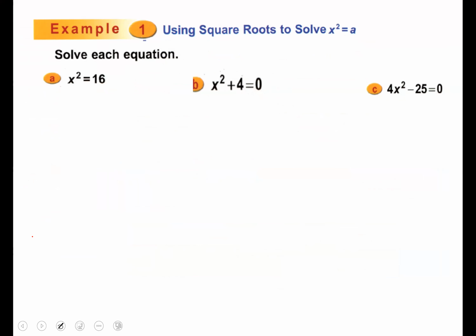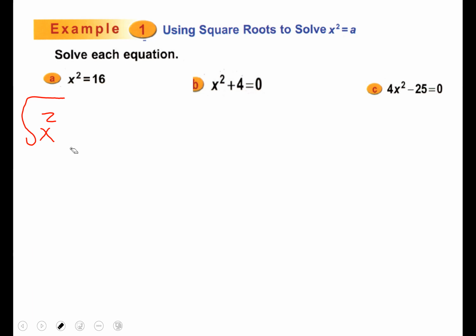Yes. Let's solve the first question, guys. Using square roots to solve x squared equals what? Solve each equation. You have A, B, C. Let's start with A. Here it says x squared equals 16. You see, guys, 16 is a perfect square. Now let's take the square root of both sides. You can say square root of x squared, plus or minus square root of what?